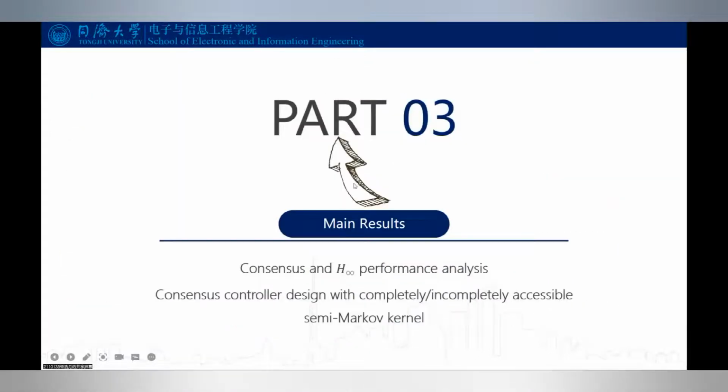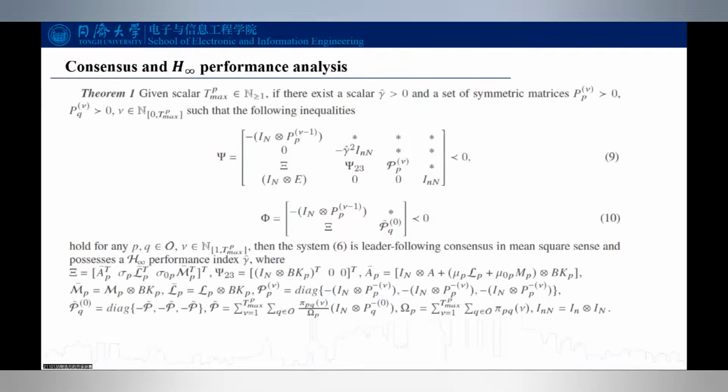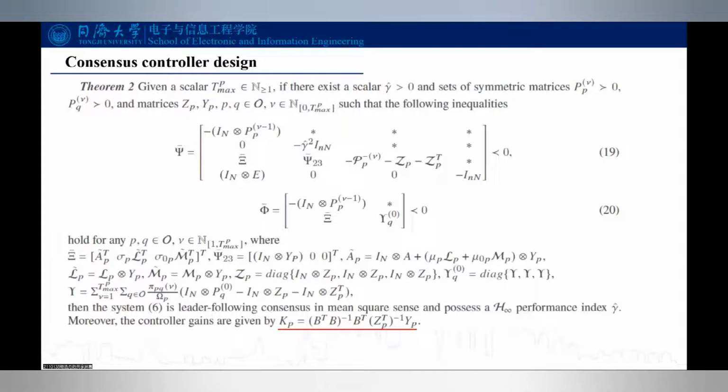Part 3 is main result. We first analyze consensus and H infinite performance. Theorem 1 formulates a set of conditions to ensure the consensus of the system. Further, by constructing the Lyapunov function and using the stochastic analysis technique, theorem 2 designs the controller gains and obtains the sufficient conditions for ensuring the existence of controller gain.